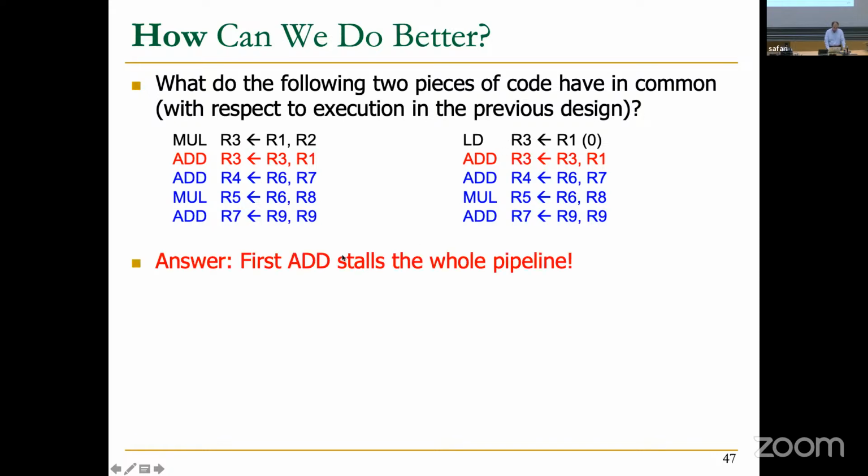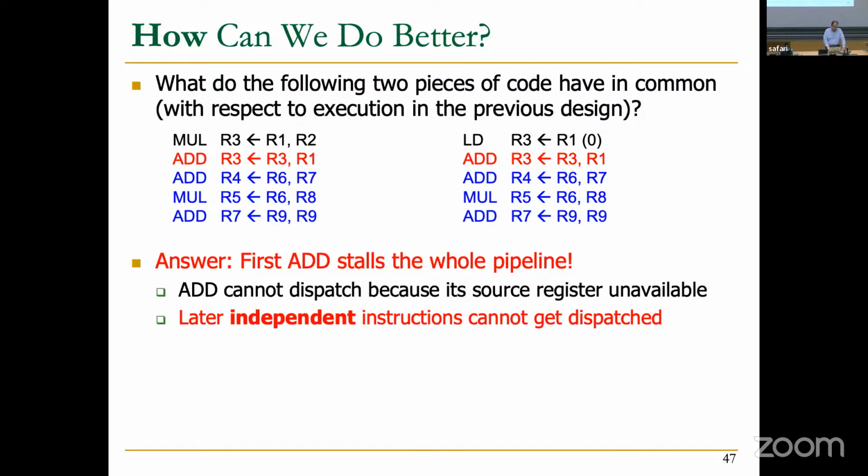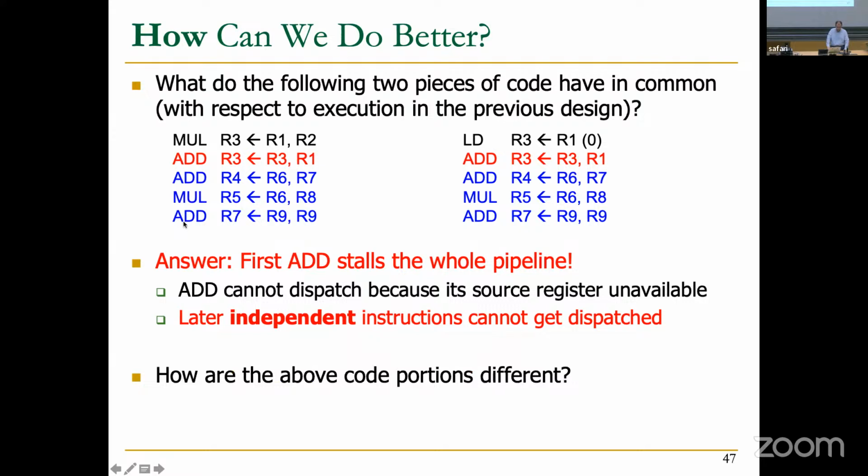In the first case, you can see that we have a true dependency on the first instruction. The first instruction produces a result to R3, and then the addition instruction is going to use that R3. So for the first add, it needs to wait and it stalls the whole pipeline because we have an in-order pipeline. Basically, the addition cannot dispatch because of its source register, and later independent instructions cannot get dispatched. You can see other instructions like addition are all independent, but they cannot get dispatched.